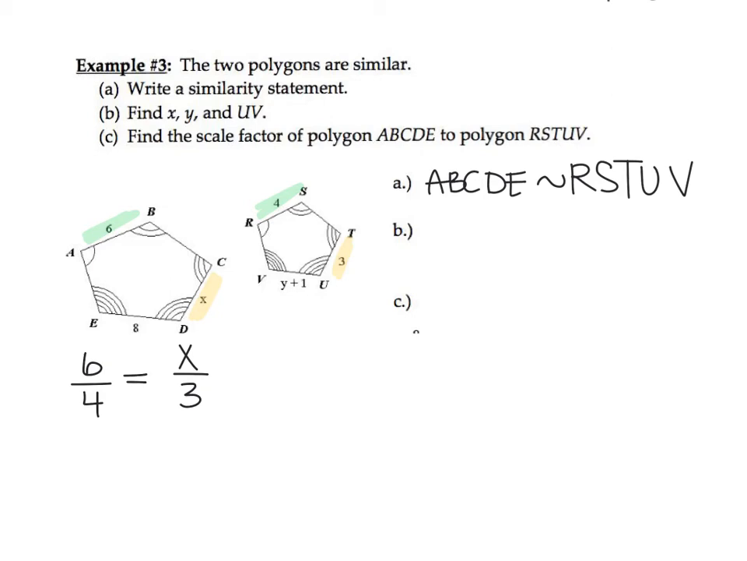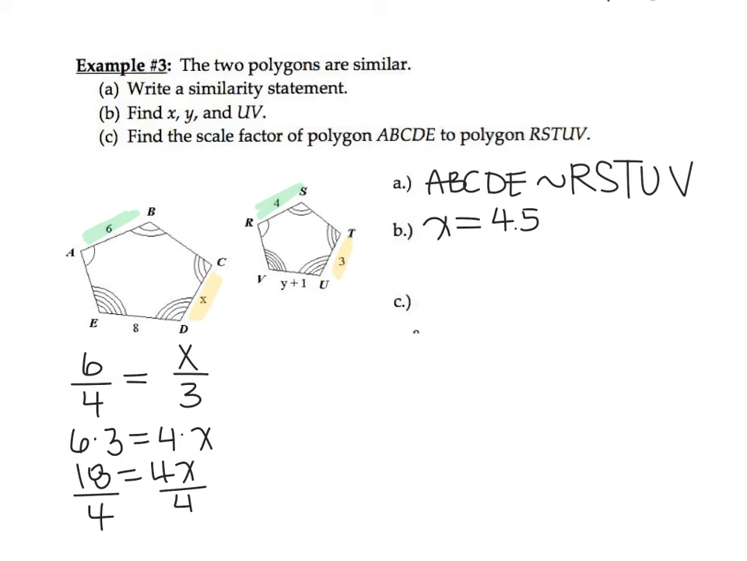So we have our corresponding sides set up. Then we're going to use cross multiplication to solve. So we'll do 6 times 3 equals 4 times X. So we get 18 equals 4X. Divide both sides by 4. And I put over here, we get that X equals 4.5.